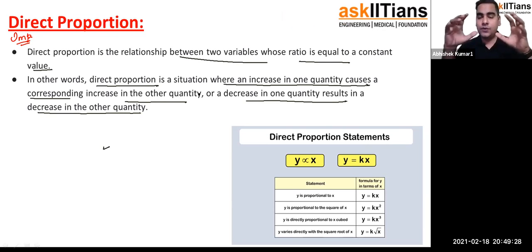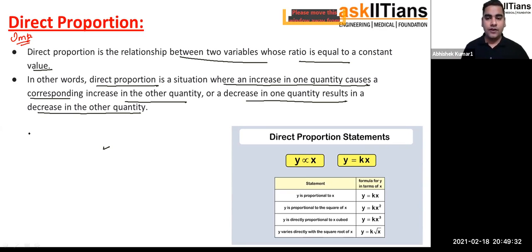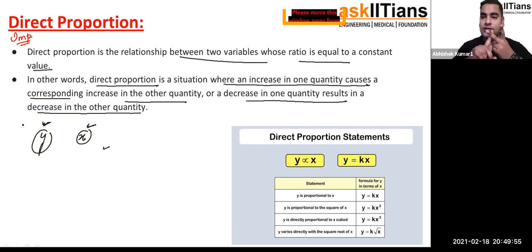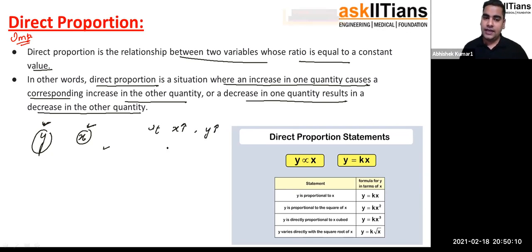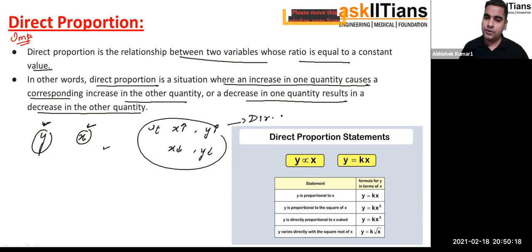I told you this: if you have two variables, let's say one variable is y and the second variable is x. If on increasing x, your variable y also increases, and if I decrease x, then your variable y also decreases. What I'm saying is, if you increase x, then your y also increases, and if you decrease x, then your y also decreases. Then this situation leads to what you call direct proportion.